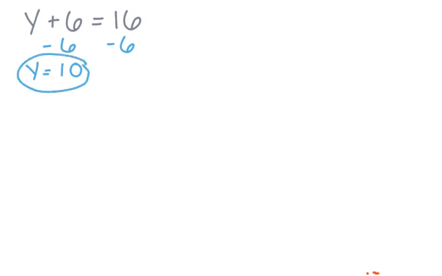So we're going to start with y plus 6 equals 16. So this is an equation, and we are going to solve for y. So we're going to subtract 6 from both sides. So y is going to be equal to 10. So our number sentence is true when y is equal to 10. And our number sentence is going to be false if it is any other number than 10. So in this equation, we can only use the number 10. Any other number is going to make it false.